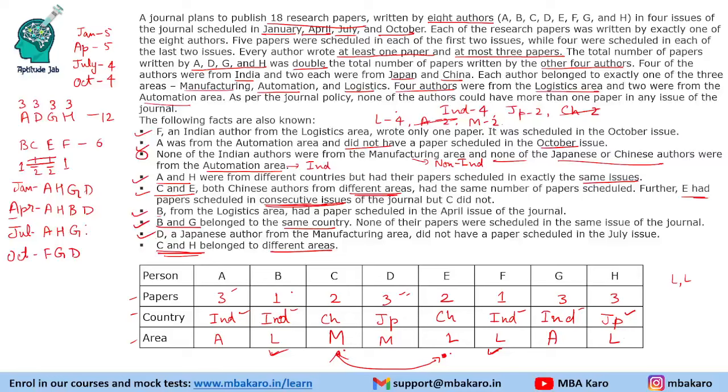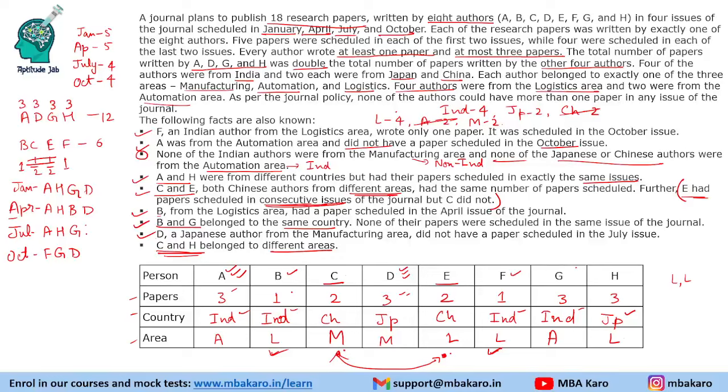Now we will come to putting the people in these different journals. So January we have A, H, G and D, and one of the information that is not yet used is E had papers in consecutive issues, but C did not. Now we have filled all the information for A, three issues. B, we have filled the information. C, we are yet to fill. D, we have filled the information in which month D had the papers published. E is missing. Then F, one paper, it is in October.